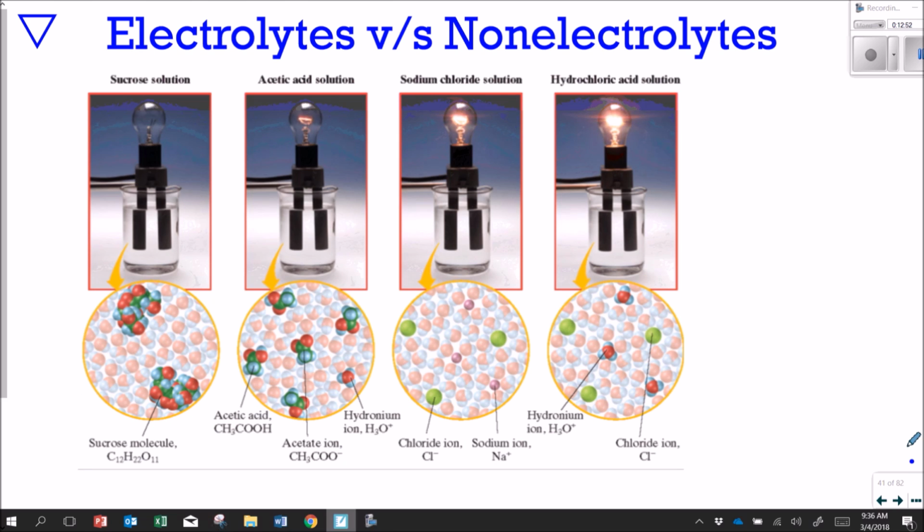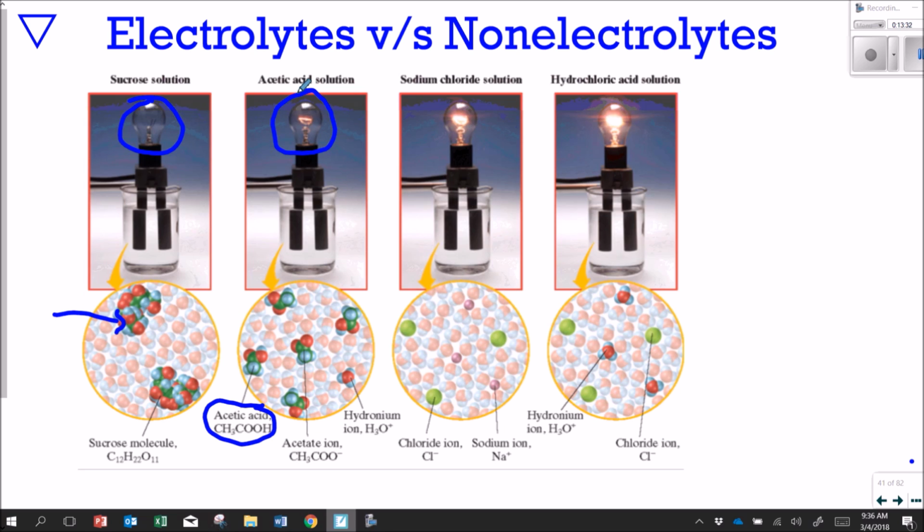So this is a good picture summary of electrolytes versus non-electrolytes. In a sucrose solution, the molecules are neutral, so we can see that the light bulb does not light because there is no movement of charged particles. In an acetic acid solution, we said that acetic acid is a weak acid, so it ionizes partially, and the light bulb is pretty dim. It is a weak electrolyte.